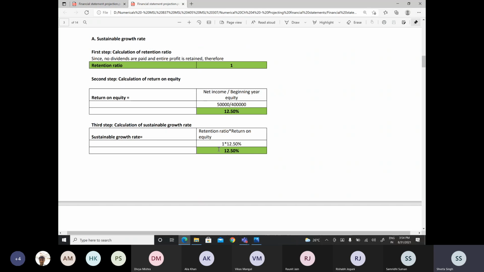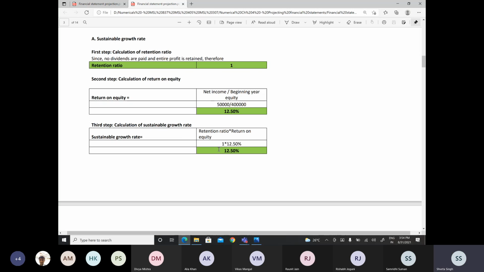Retention ratio is nothing but, students, the amount of money which has been retained back into the business. Now, typically for a startup, it will always be 100% because the startup is always short on funds. So whatever little money they can make out of their operations is immediately plowed back into the business. So typically for all your questions, it will be 1. Okay, so since no dividends are paid, entire profit is retained. Therefore, the retention ratio is 1.